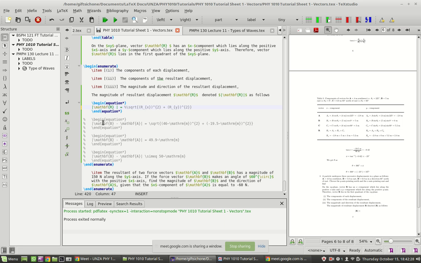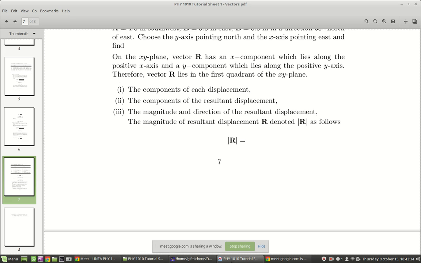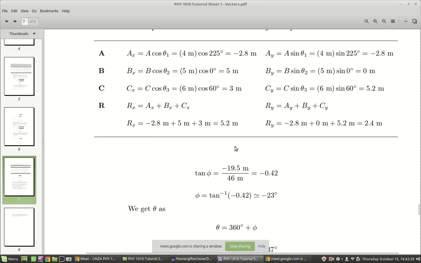Sir, is that a question that can be answered, or maybe we should wait for you? I'm asking you, how do you find the magnitude of R? What do we know about R? We're looking for the magnitude of R. We have a table here with the components of R. So how do we use those to find the magnitude of R?